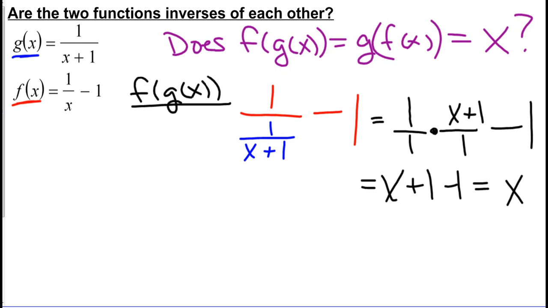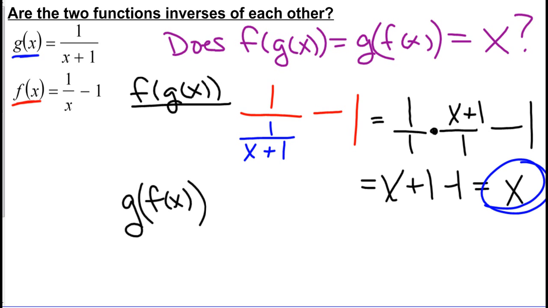So I know that f of g of x reduces down to x, so now I have to do g of f of x. If I'd gotten something right here that didn't simplify down to x, then I could have just stopped. Unfortunately, it did, so we've got to keep going. So now, when I do g of f of x, I'm going to take this stuff right here, and I'm going to plug it into the x in the g function.